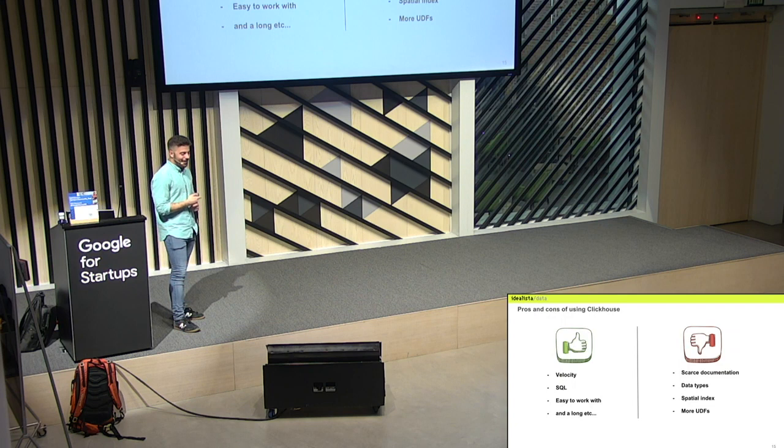And what about the cons? Because there are cons. Scarce documentation was a problem when we started using ClickHouse, but the community was increasing, and it's increasing day by day, so documentation too. The data types, as you can see in the example, but it's not a problem if you develop new tools in order to avoid this problem. Spatial index: we know that ClickHouse is working to introduce spatial index in the next releases. And one thing that we think could make ClickHouse even more powerful is user-defined functions, which we miss a lot.